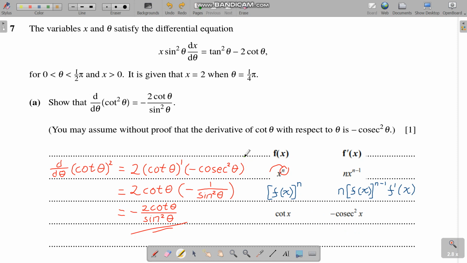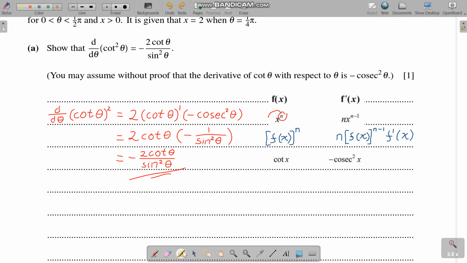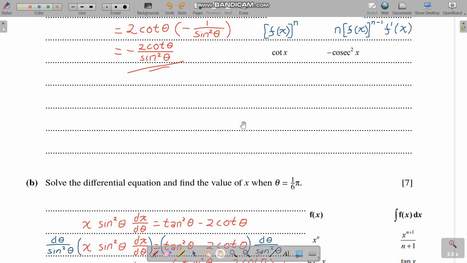Now cosecant squared is actually 1 over sine squared. Unfortunately this formula is not in MF19, so we have to know the definition of cosecant. Cosecant is 1 over sine, so cosecant squared is 1 over sine squared. So now for the cotangent, just combine and we get what we need to prove, 1 mark.